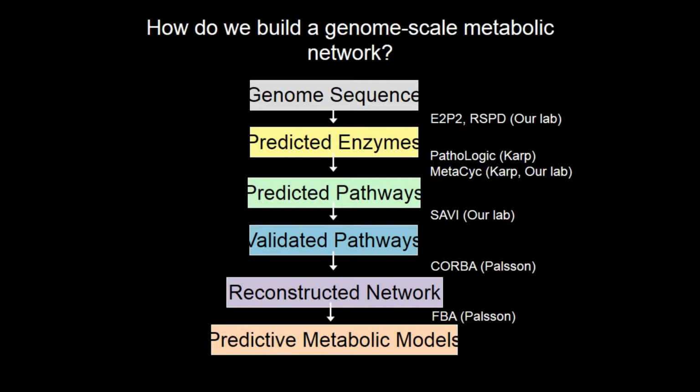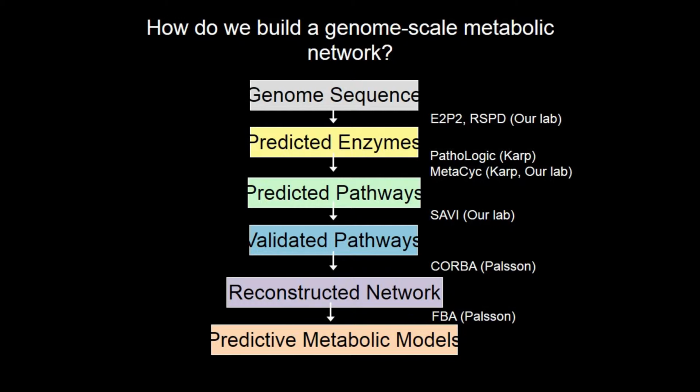First, how do we build a genome-scale metabolic network? In the last 15 years or so, there's been a lot of progress in the field, and many groups, including ours, have developed components that allow you to predict different components of the metabolism. And in the last few years, we've combined these different computational components to build a pipeline that starts from a genome sequence and ends with a predictive metabolic network model.